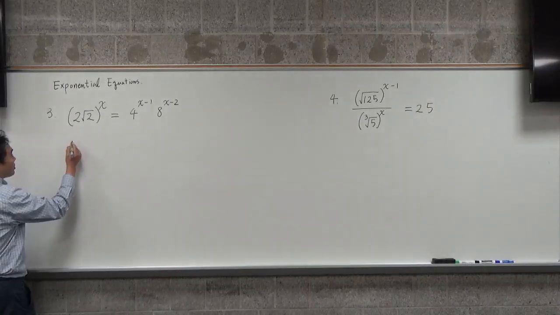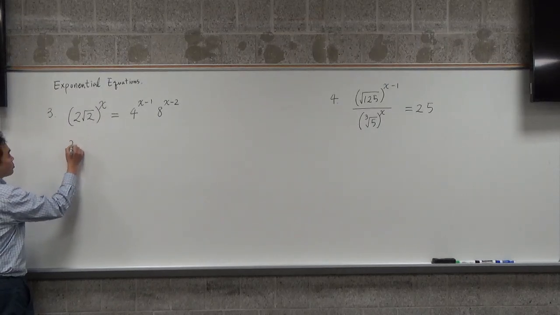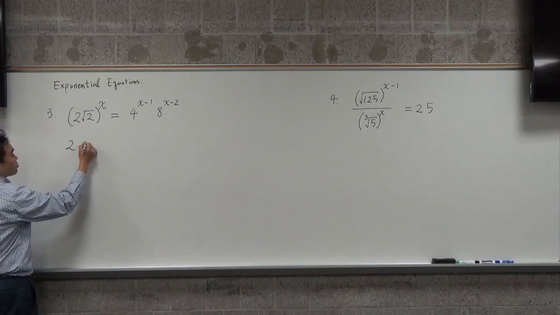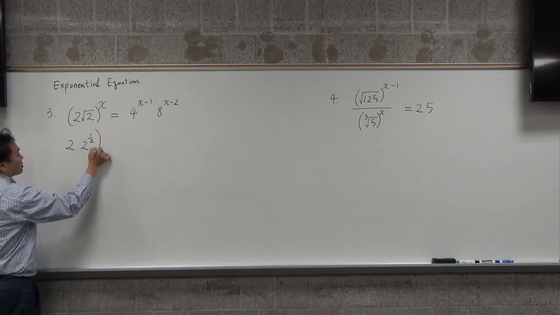Okay, so first of all, 2 square root of 2 should be thought of as 2 to the 1/2 power.